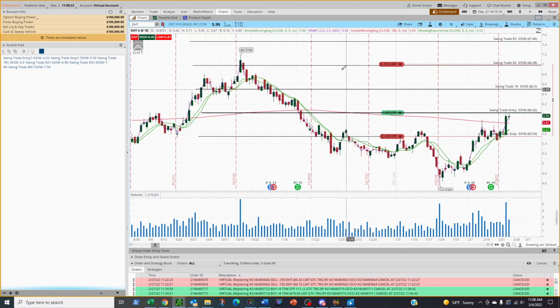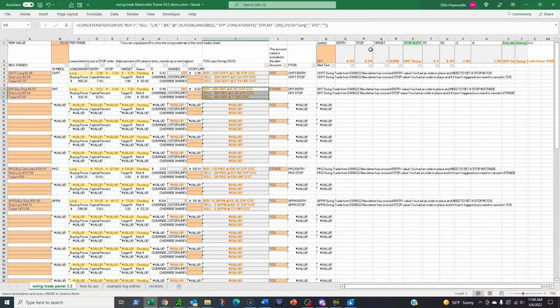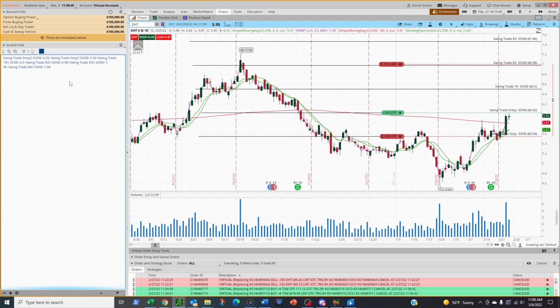I covered in the other one, I normally do 2 trades, and I would show you how, what I then would do is I would right click on here and create an alert. I'm not allowed to create alerts in virtual accounts, but I would come back to the spreadsheet, copy the stop alert value, come back over to Thinkorswim, and I'll show you what the text would be. It says, swing trade from newsletter has crossed stop value, had an order in place, and if it hasn't triggered, you need to cancel. And I should have changed that to TOS in my spreadsheet.